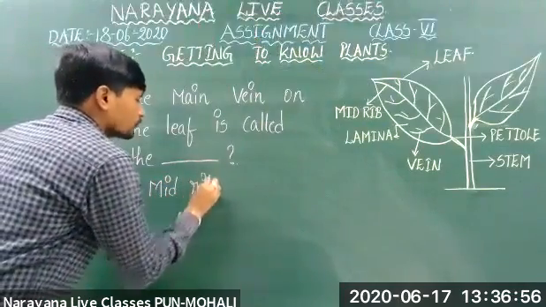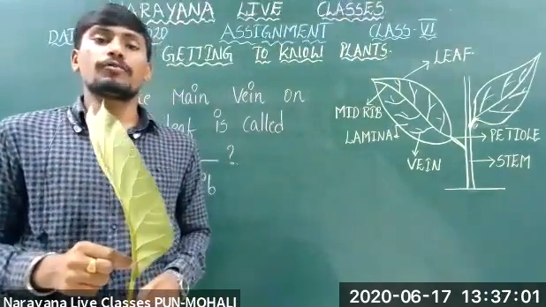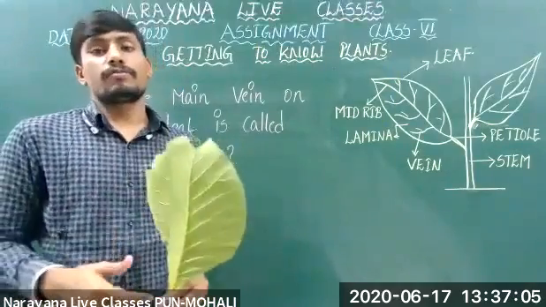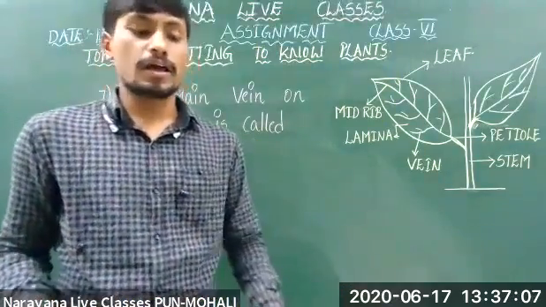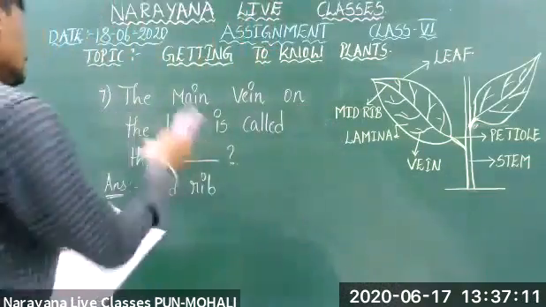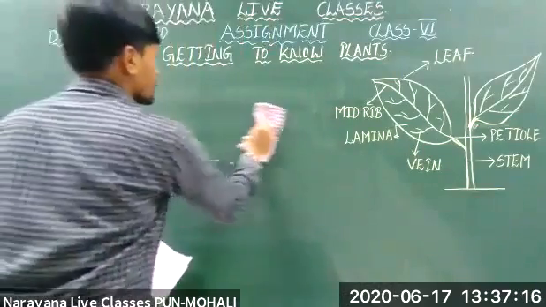What is the function of veins? Veins are helpful in the transportation of water, minerals, and food particles in a leaf. And the next question.